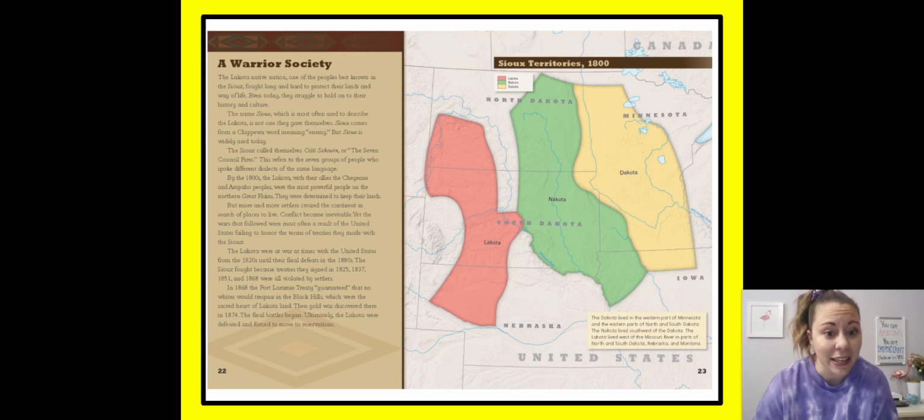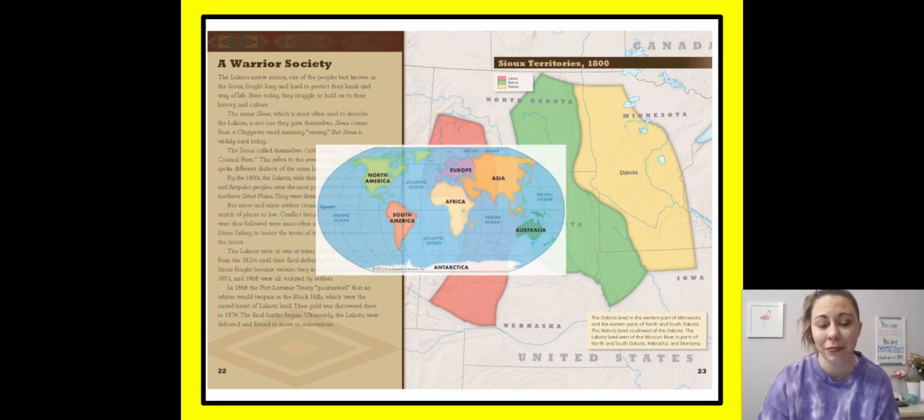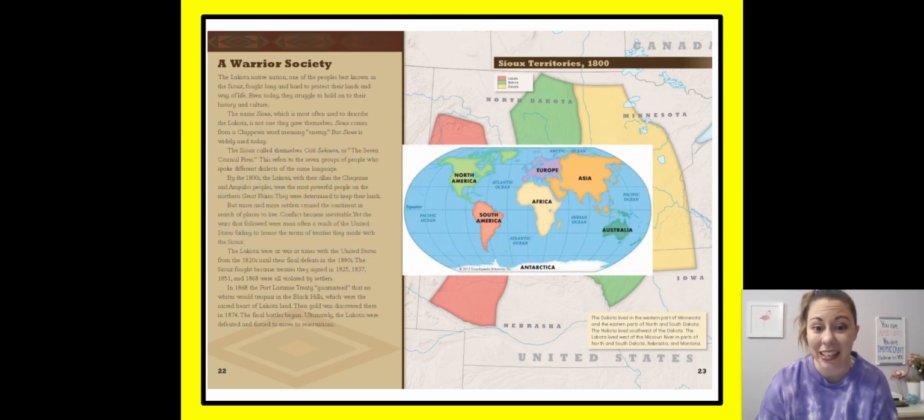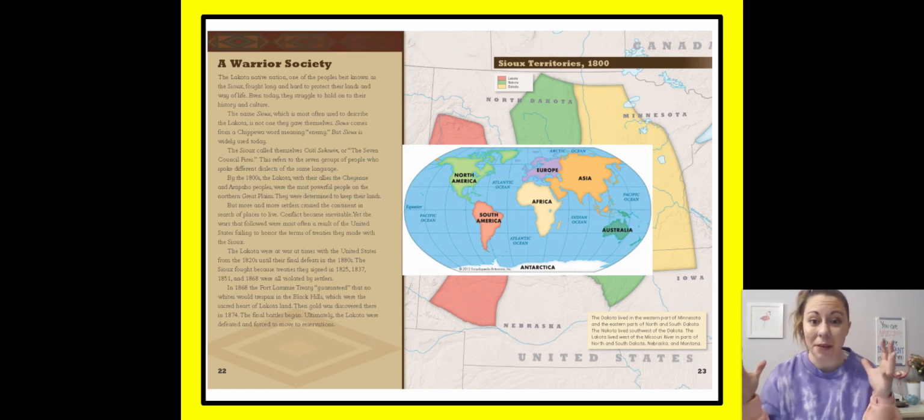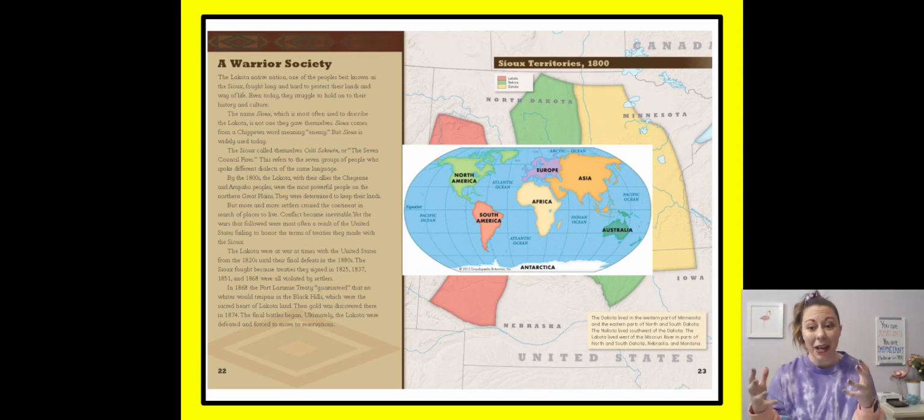In 1868, the Fort Laramie Treaty guaranteed that no whites would trespass in the Black Hills, which were the sacred heart of the Lakota land. Then, gold was discovered there in 1874. The final battles began. Ultimately, the Lakota were defeated and forced to move to reservations. And remember, that continent, those are the pieces of land. And so it said that the Lakota took up a lot of the continent, but those settlers started crossing the continent into their area.